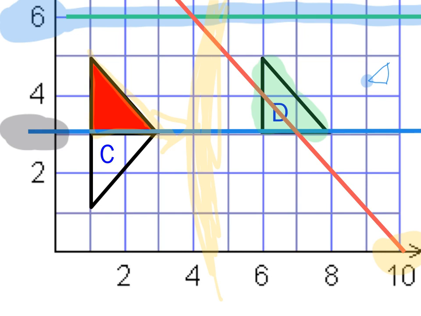So that's like a hint or an indication that we cannot make a line so that the red triangle can be reflected over that line to give us triangle D. Because the orientation or the position of triangle D is not consistent, or what it should be when the red triangle would be reflected in that line.